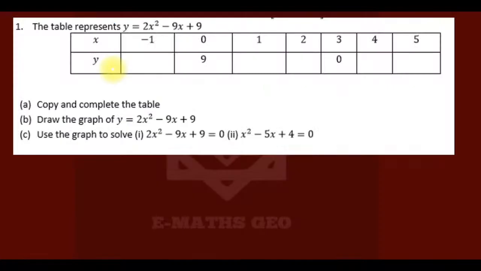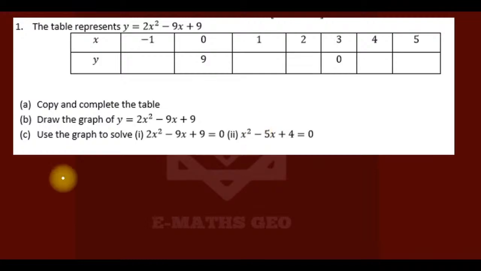We are given the table and we're asked to copy and complete the table. The table is for the relation y equals 2x squared minus 9x plus 9. They ask us to copy and complete the table, use it to draw the graph of y equals 2x squared minus 9x plus 9, and afterwards use it to solve these two equations.